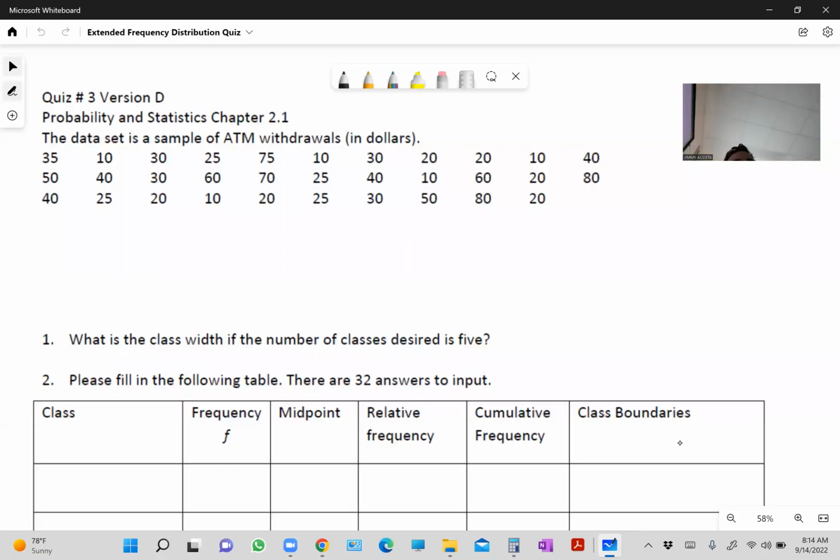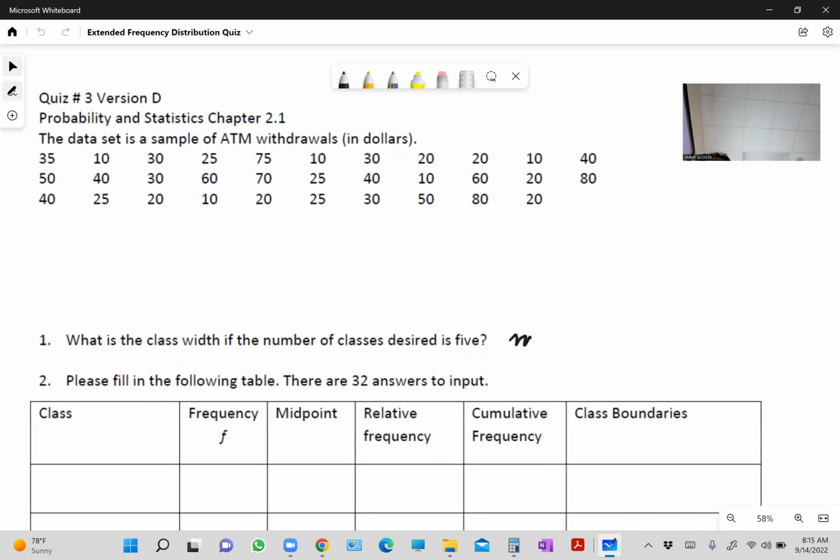There we go. All right, so guys, what's the biggest number there? So 80 is my max. And what's my smallest number there? 10? And how many classes did I want? So far, so good. Nothing difficult. And so now I'm going to go ahead and find my class width.